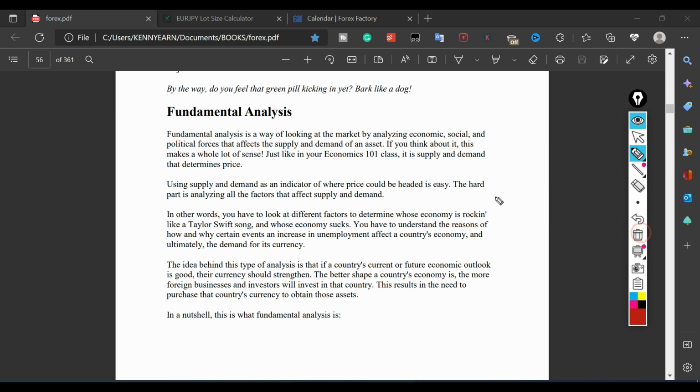All right. So if you think about it, this makes a whole lot of sense, right? Just like in economics 101 class, it's supply and demand that determines the price. So you could say, okay, because of the Russia war, Russia is now using their own currency to transport goods. That might increase the value of Russian currency. You could buy Russian currency, stuff like that.